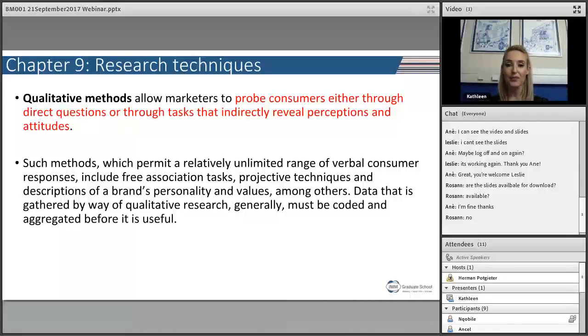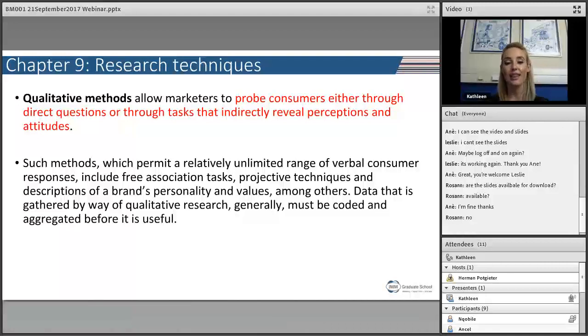Qualitative research, however, is where you are going to push your customers or probe them to find out more about how they really feel. And we often look for indirect associations that our customers make as well. And you'll see how some of the methods that I'm going to show you bring up almost subconscious or indirect associations from the respondents. These methods, which permit a relatively unlimited range of verbal responses, include things like free association, projective techniques, and asking the respondent or consumer to describe the brand's personality and values.